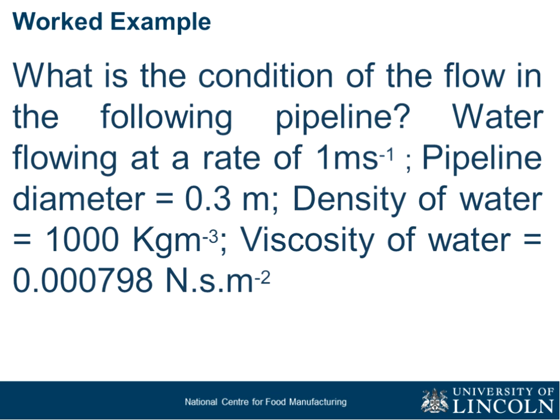So now let's look at this example. What is the condition of the flow in the following pipeline? Water flowing at a rate of 1 meter per second. This is a very simple question because this is given to us in velocity. We don't need to do any conversion. If it is not given to us in velocity, don't forget we need to do the conversion by saying that your volumetric flow rate equals velocity multiplied by area, and therefore your velocity will be volumetric flow rate divided by area.